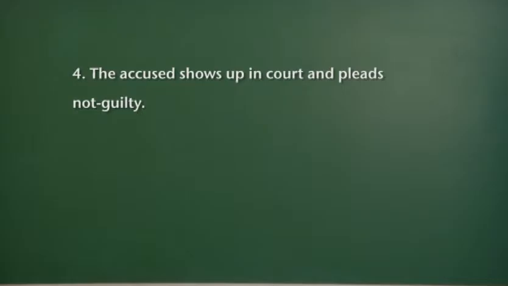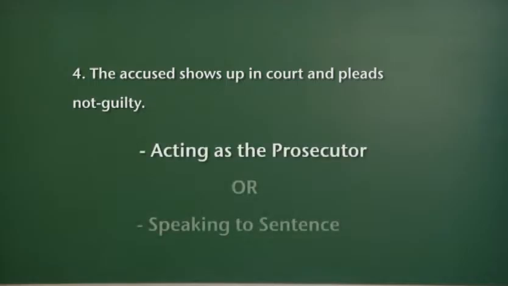4. The accused shows up in court and pleads not guilty. If the accused pleads not guilty, you have to be prepared for trial. Sometimes this means you will act as the prosecutor, and other times you will be testifying or speaking to sentence. Speaking to sentence means presenting all of the facts about the case to the court. If you are the officer who issued the ticket, you cannot act as the prosecutor because you were directly involved in the offense. Instead, you may be asked to speak to sentencing. If you were the issuing officer, another officer would have to act as the prosecutor.